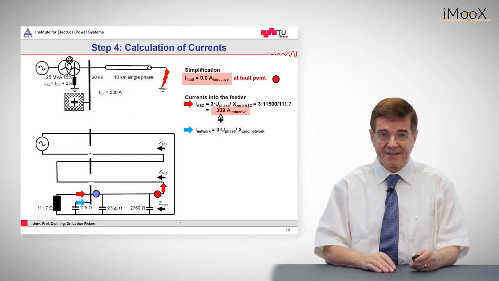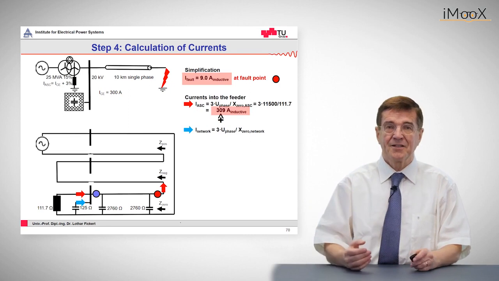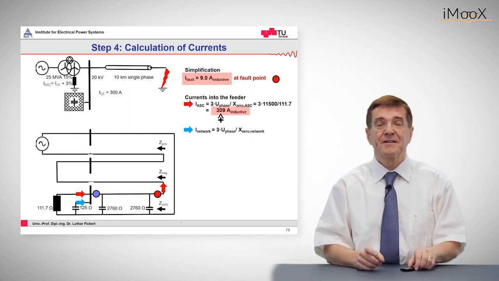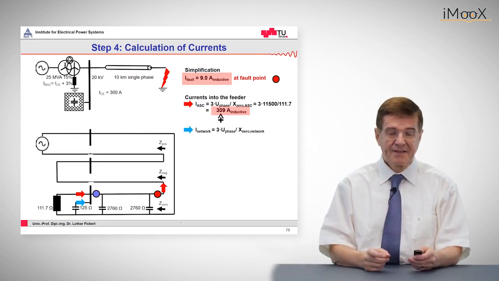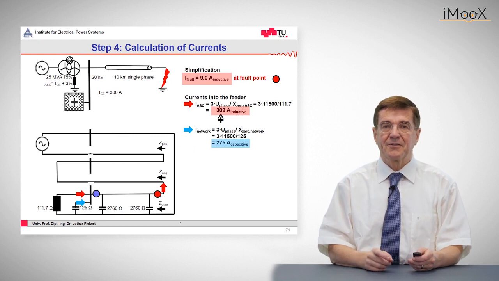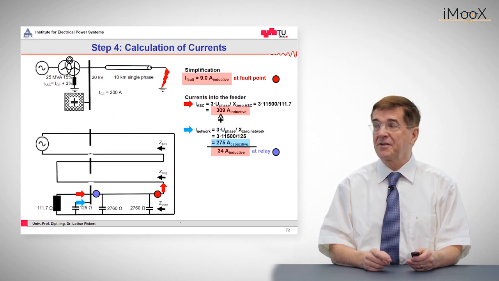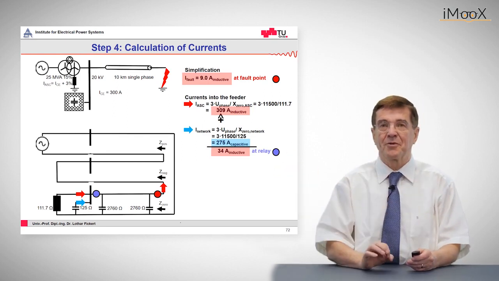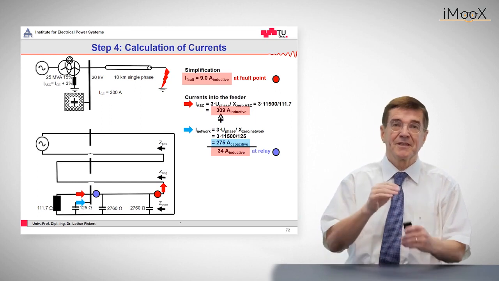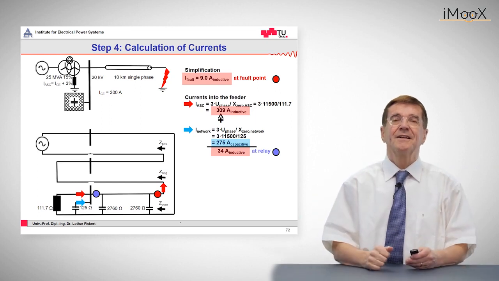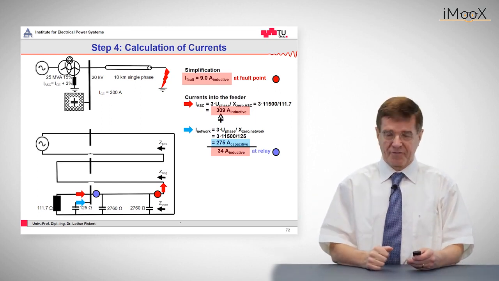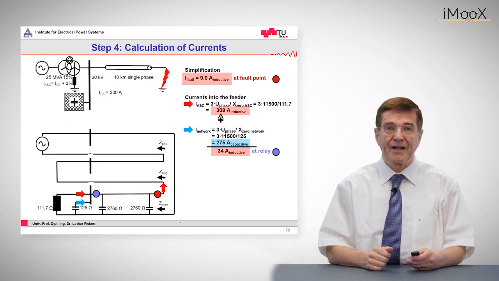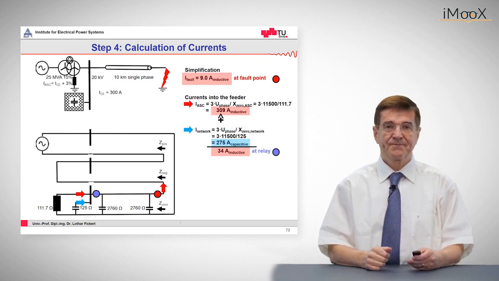And for the capacitances we have to add this according to the phasor law of addition with a current of 375 amps. Altogether it's a current of 34 amps at the relay, which is not the same as at the fault point, and that must be kept in mind because this increase in reactive current makes it difficult for the relays to find a good discrimination.